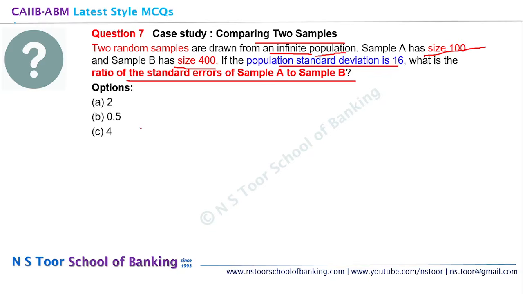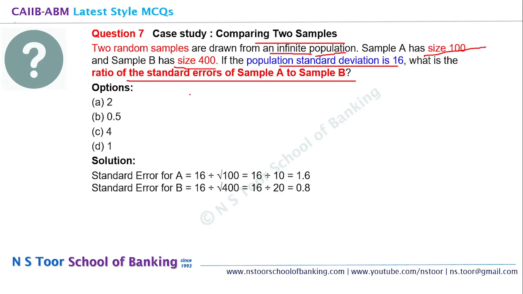How will you calculate? कि एक इन्फिनिट जो पॉपुलेशन ग्रुप है उसमें से दो सैंपल निकाल लिए. एक सैंपल का साइज 100 का है, दूसरा सैंपल 400 का है. अगर ग्रुप का स्टैंडर्ड डेविएशन जो है वो 16 है, इन दैट केस सैंपल ए और सैंपल बी का जो स्टैंडर्ड एरर है उनका रेशो क्या होगा? बिकॉज साइज में एक ए में 100 नंबर है, बी में 400 नंबर है. So let us see now.